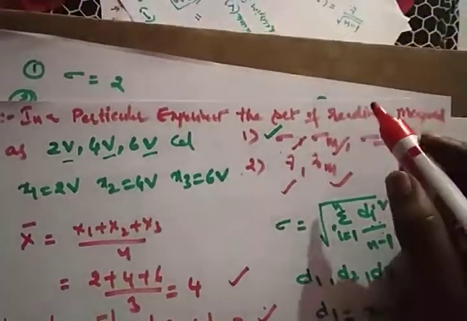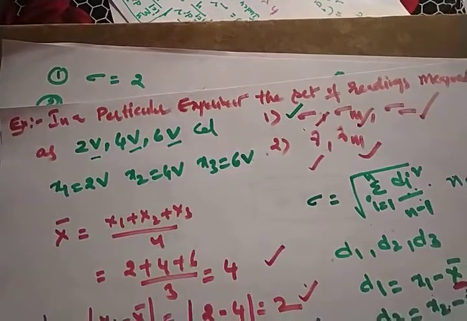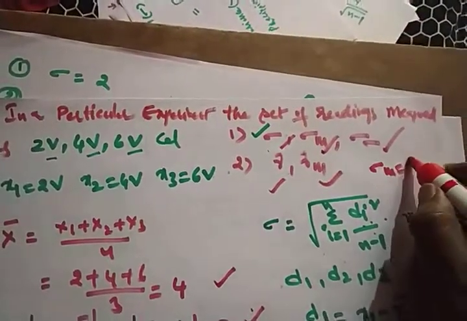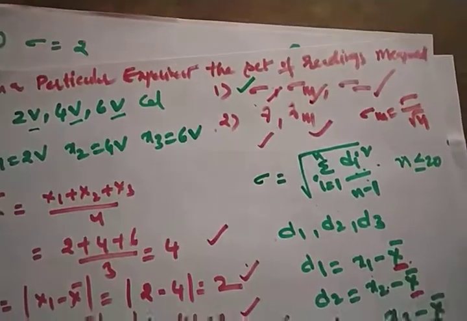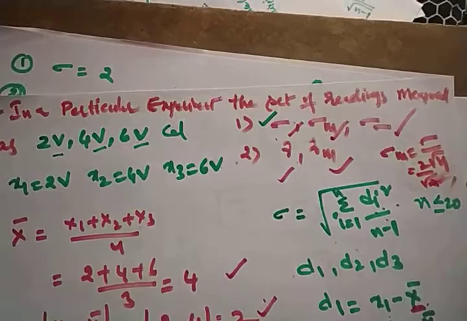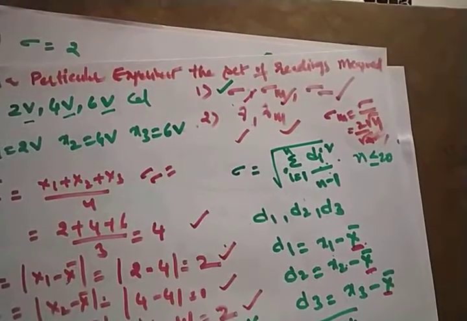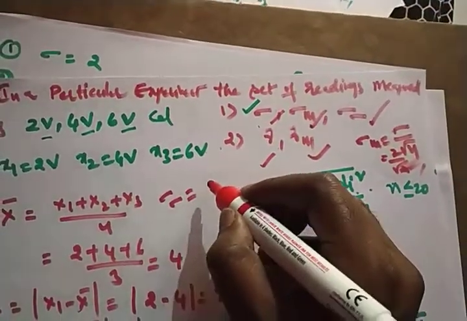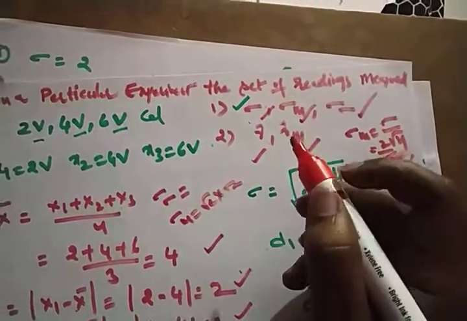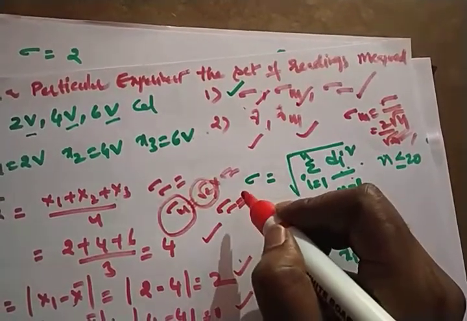From that they are asking for the mean of standard deviation. What is the formula for the mean of standard deviation? Sigma by root n. You know the value of sigma: 2 volts, from the square root of 3 minus 1 being 2. Then what is the standard deviation of standard deviation? You know the rule: sigma m is equal to root 2 into sigma. From that you get the standard deviation of standard deviation.